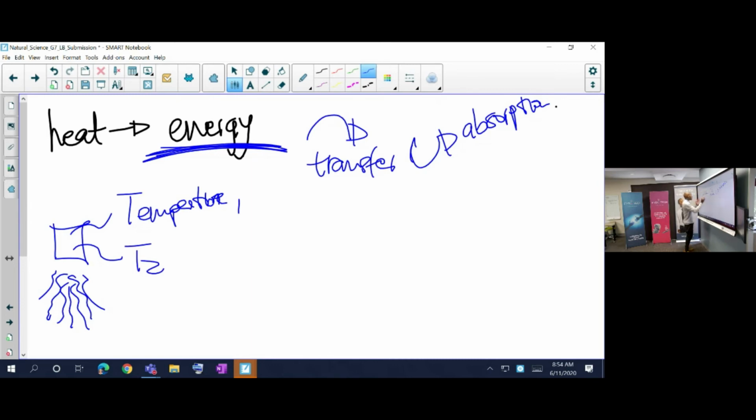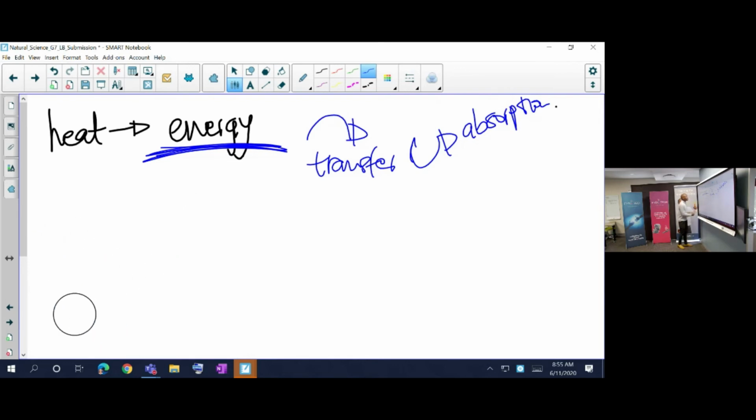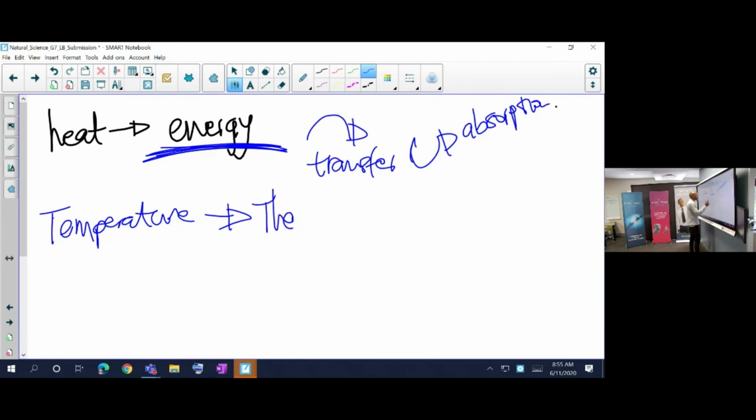So if heat is energy, what is temperature? Now what is temperature? Temperature is the measure of heat, or the measure of the heat energy inside our material. The measure of heat in material.